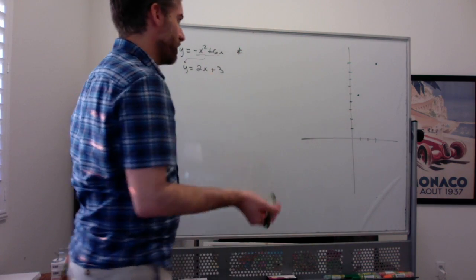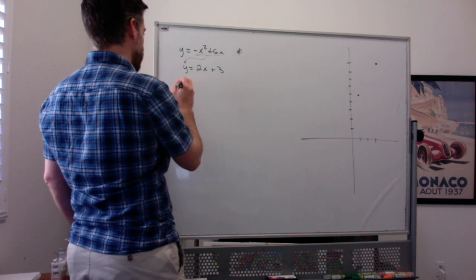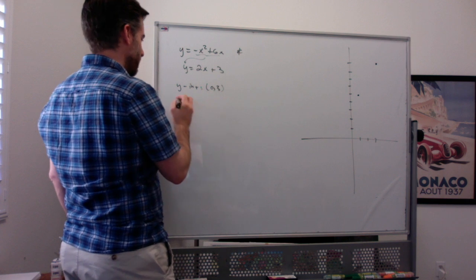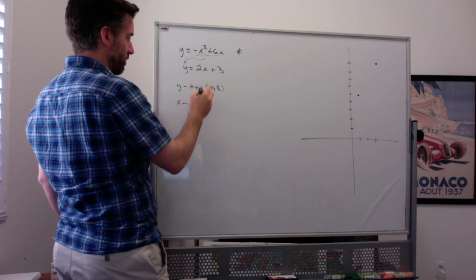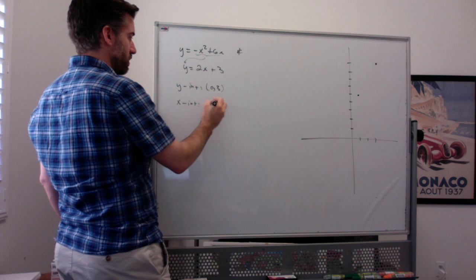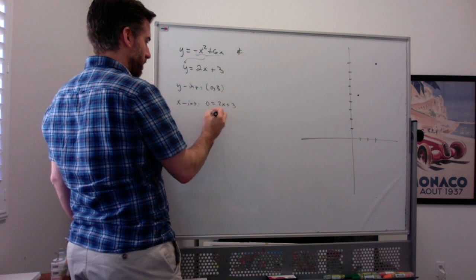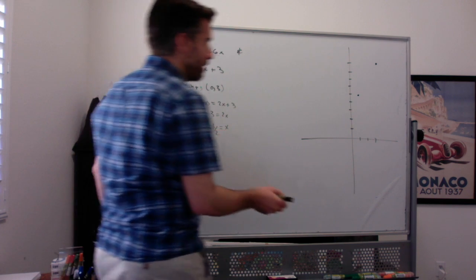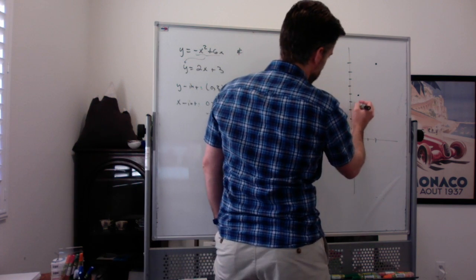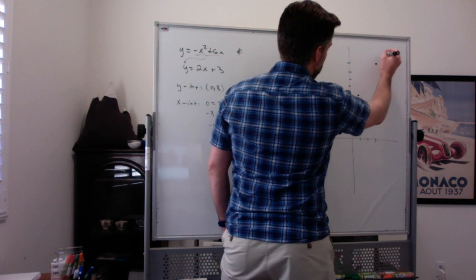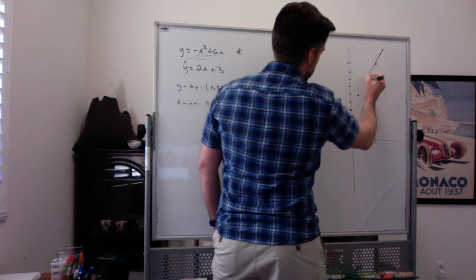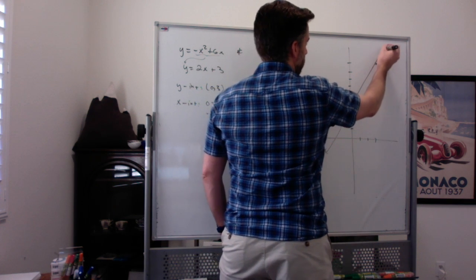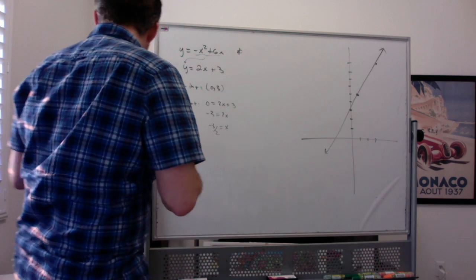I know the line y equals 2x plus 3 has a y-intercept of 0, 3, and an x-intercept of, if I set y equal to 0, 0 equals 2x plus 3, negative 3 equals 2x, x equals negative 3 halves. So this line, through 0, 3, goes like this. Kind of like that, pretty close. That's not too bad. So there's the line.